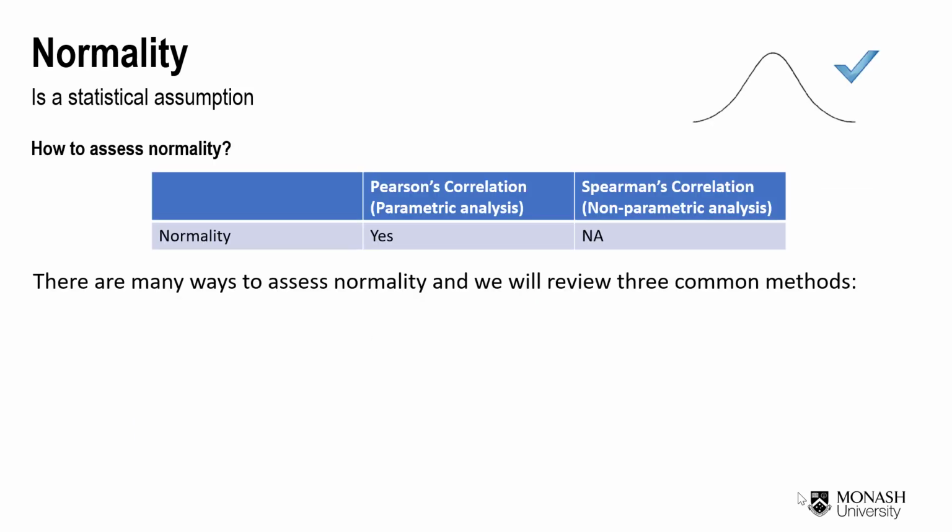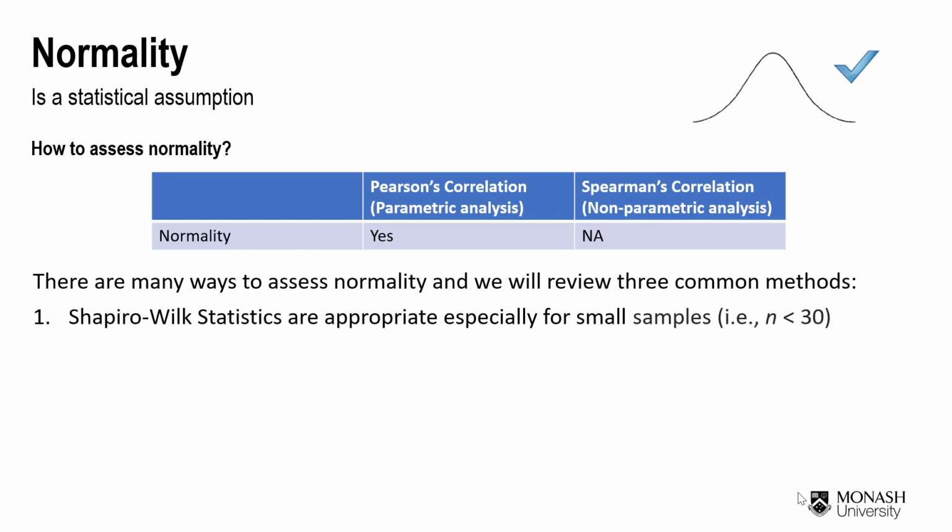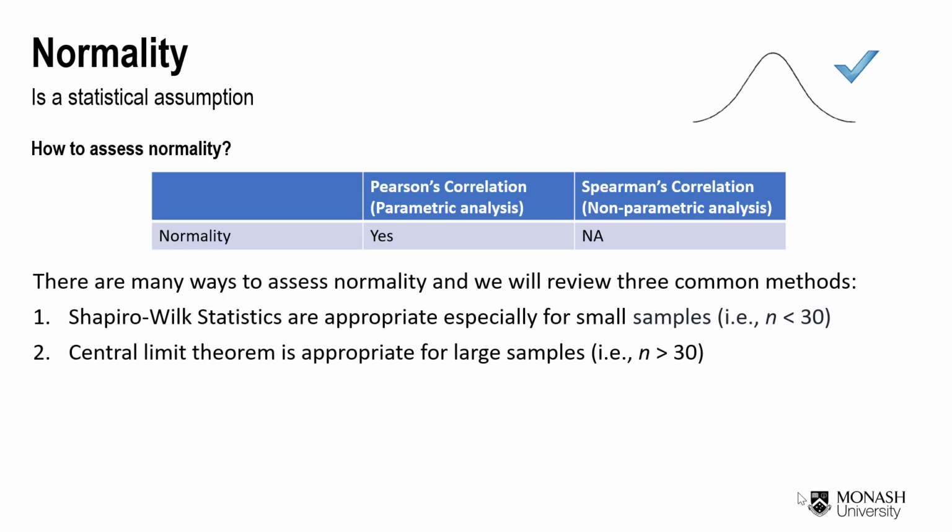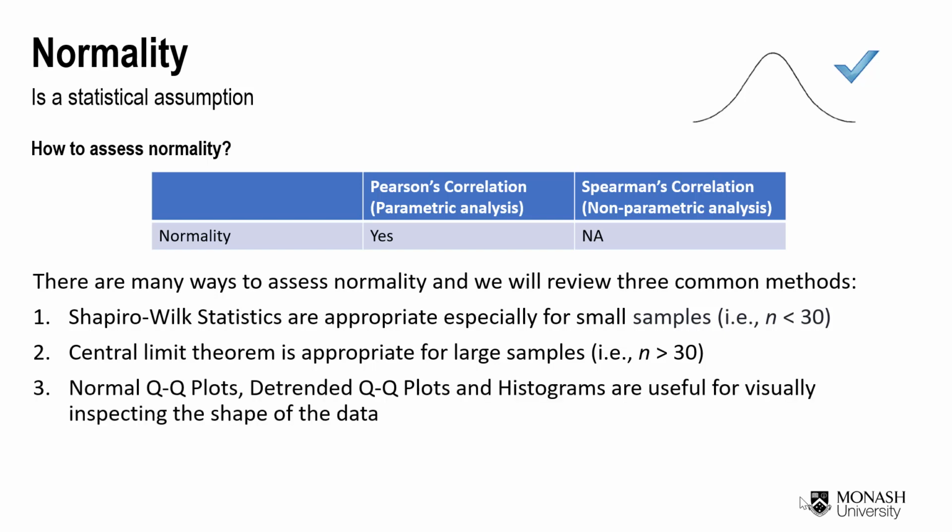There are many ways to assess normality, and we will review 3 common methods. Shapiro-Wilk statistics are appropriate, especially for small samples. Central limit theorem is appropriate for large sample sizes. Normal QQ plots, detrended QQ plots, and histograms are useful for visually inspecting the shape of the data.